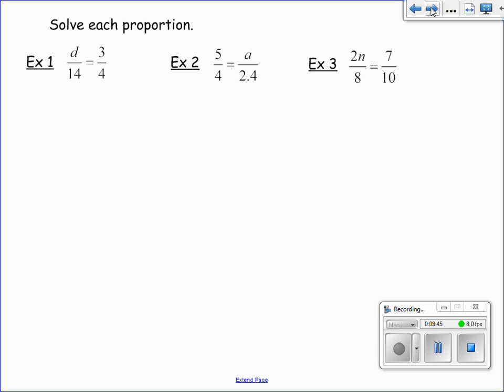What do we know in this equation must be true? Caitlin? Means and the extremes have to equal the same thing. Good. So what equation could I write? 14 times 3 has to equal d times 4, or I can just say 4d. The product of the means has to equal the product of the extremes.